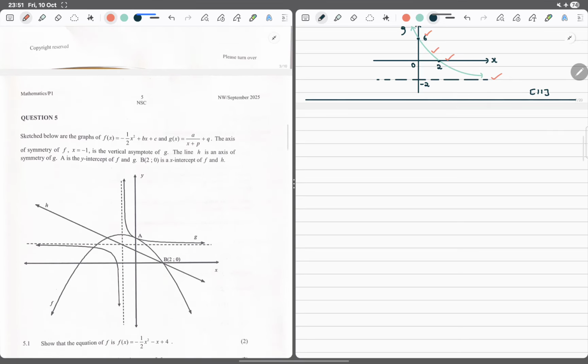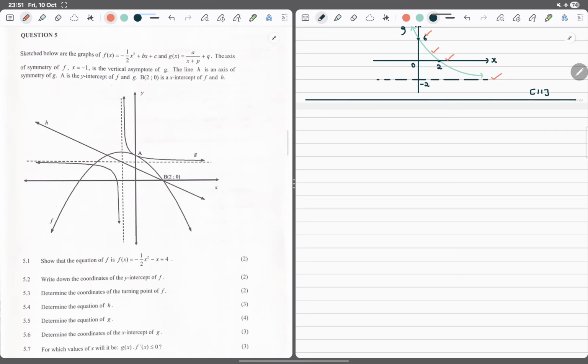So let's get to question 5. Usually there's trouble in this question, so we are ready for whatever comes, okay? But it usually does cause havoc. This one always needs some depth to the understanding.